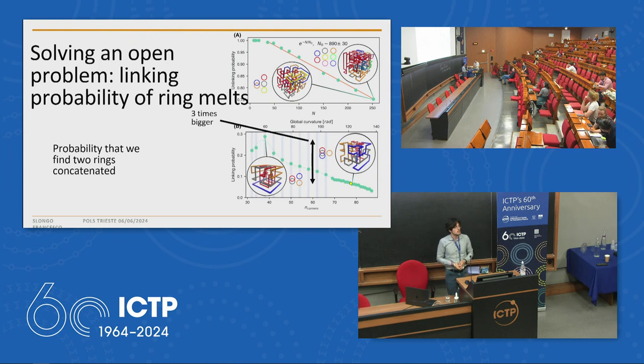We work in an ensemble where we cannot control the amount of rings. So we just looked if there was a pair of rings that were concatenated. And we defined the whole microstate as a microstate with some linked configuration.